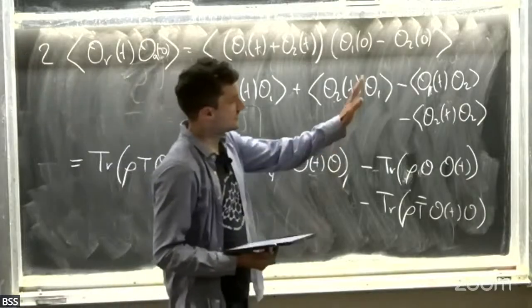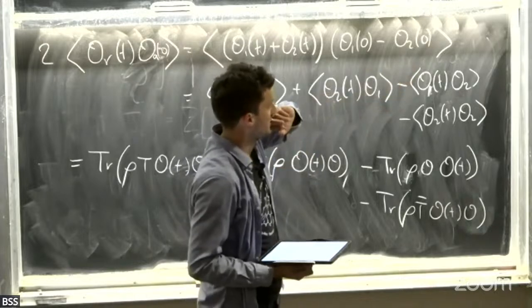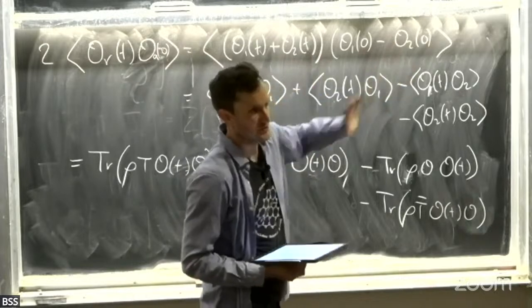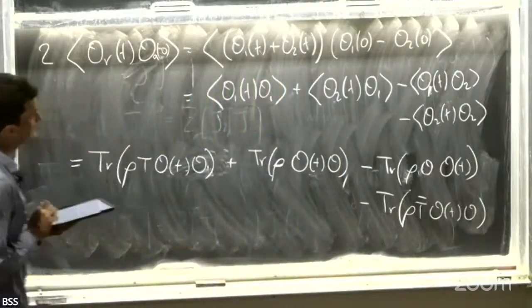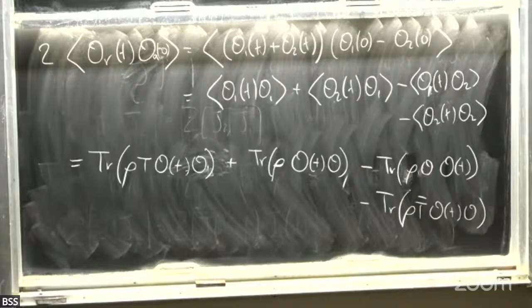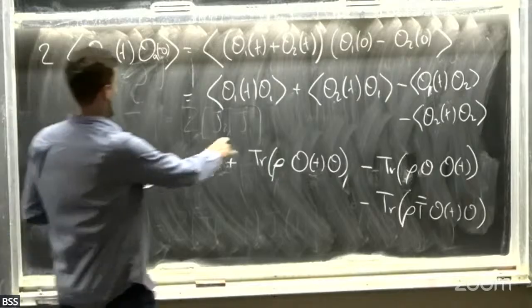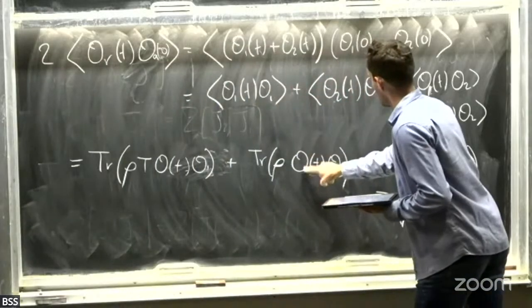Yes, that's a good point. The question was about whether O is a bosonic operator. Here, it's a bosonic operator, yes. Fermionic operators are left as an exercise. Yes, how does the second term come about? This or here? How to go from here to here?